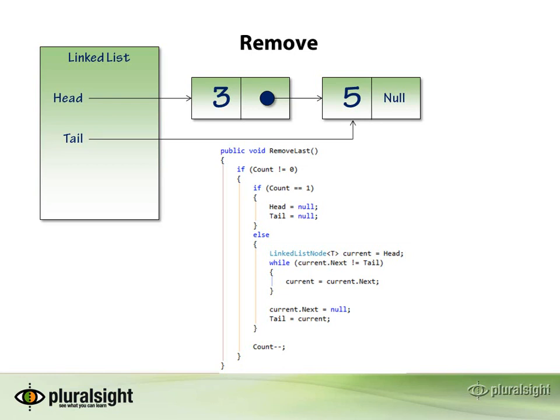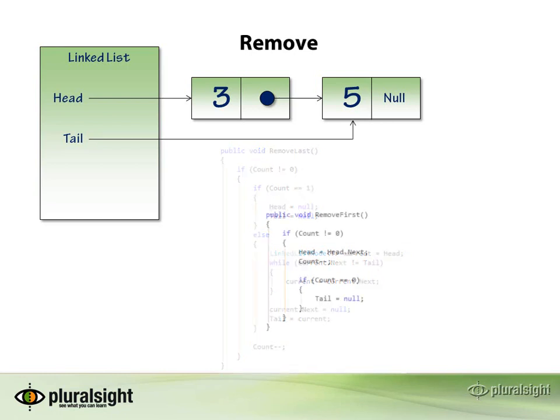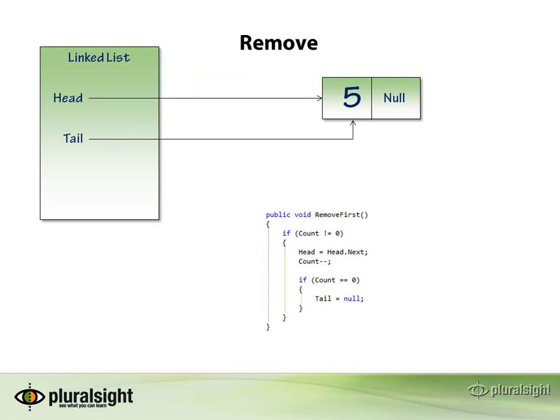So removing from the front of the list is not nearly as complex. It simply involves setting the head pointer to the node that follows head, and that's it. When the list contains only one node, removing it involves just setting head and tail to null.